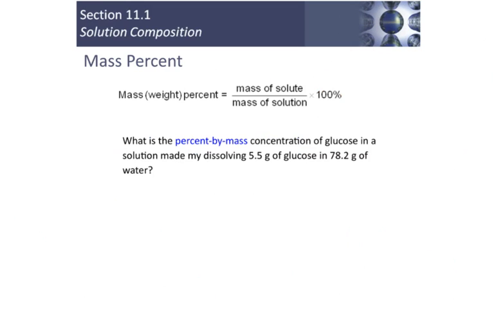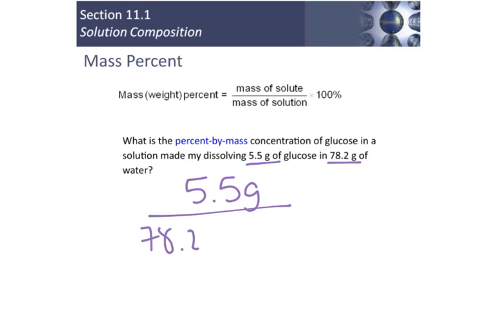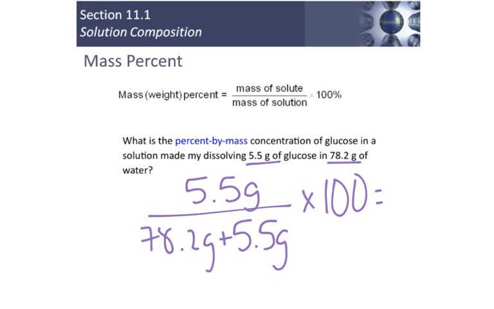All right, a mass percent problem. Okay, it's percent, so it's part over whole times 100, but this time it's of mass. So mass of the solute. We want to find the percent by mass concentration of glucose in a solution made by dissolving 5.5 grams of glucose in 78.2 grams of water. So the thing being dissolved, or the solute, is the glucose, so 5.5 grams, divided by the mass of solution, which is 78.2 grams plus 5.5 grams, and then times 100. And with 2 sig figs, you should get 6.6%.